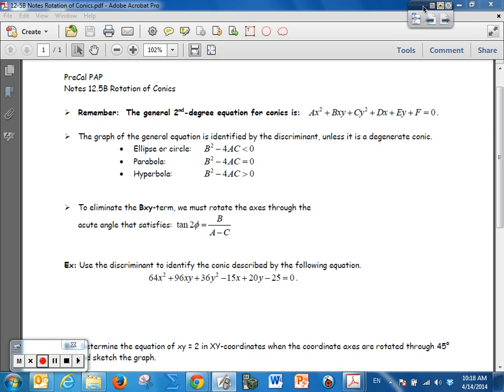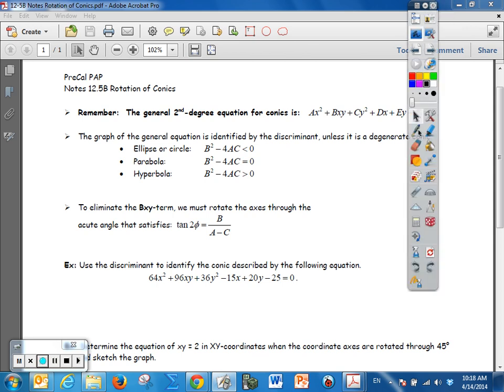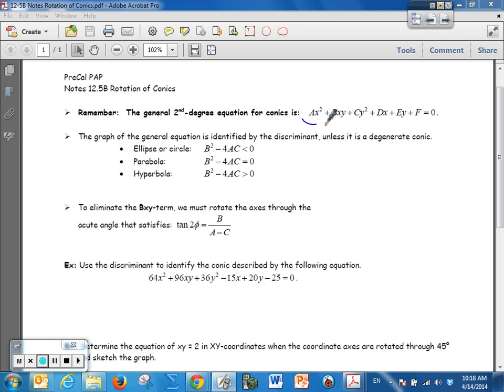This is just a reminder of what the general second degree equation for conics looks like, because we're going to be using these variables, the a, b, c, d, etc., in our formulas right here. So these formulas you will have to know. You would have to memorize those. We are not having you memorize the formulas that we did last time, but these you would need to know. We're not going to provide those.